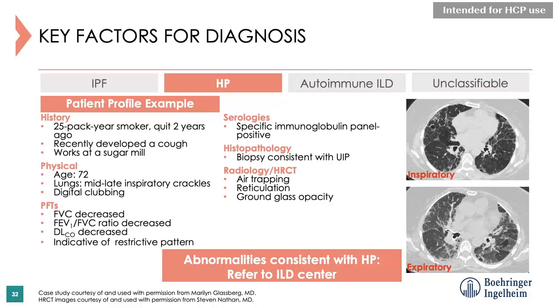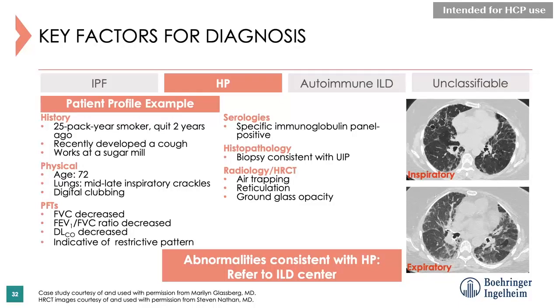PFTs also show a decreased vital capacity ratio and DLCO, indicative of restriction. Serologies show a positive HP panel, which measures specific immunoglobulins. And then the biopsy, while that's not necessarily needed, was consistent with UIP. And it's important to note that there is a histopathologic correlate of UIP that we see in patients with IPF, but other ILDs can also manifest in UIP.